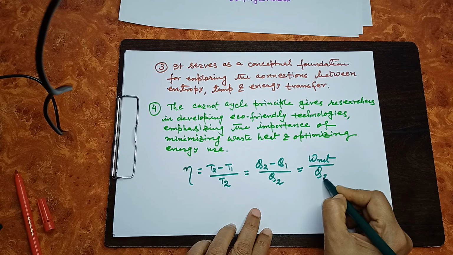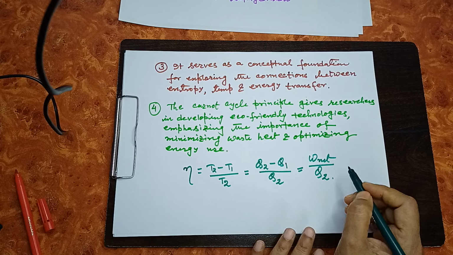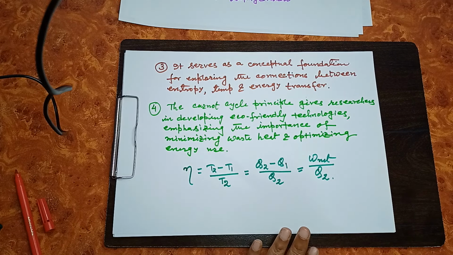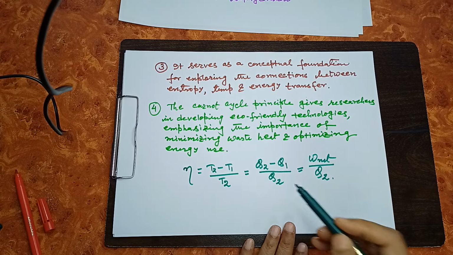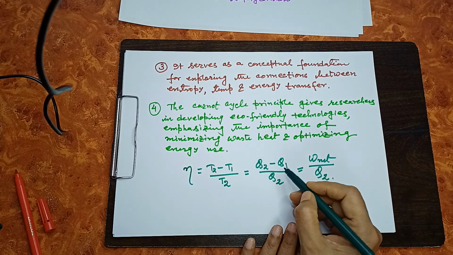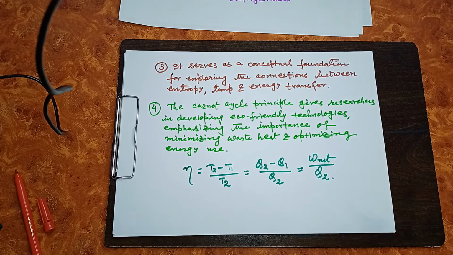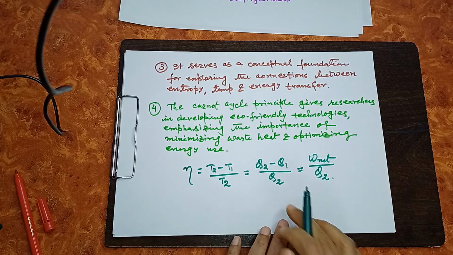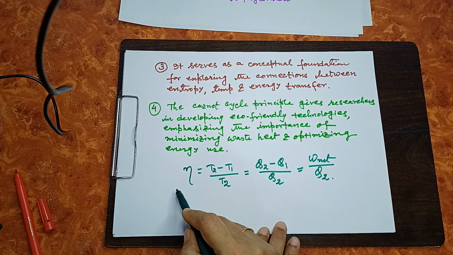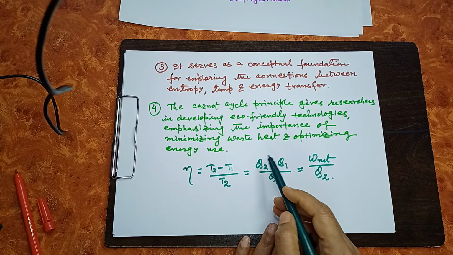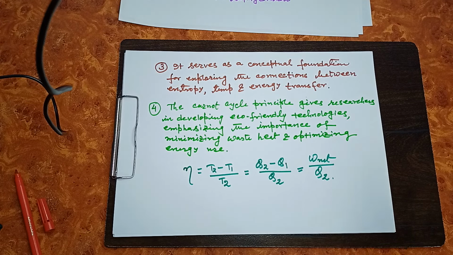All these things we know. Okay. So this Carnot cycle principle helps us in developing eco-friendly technologies. Why? It emphasizes the importance of minimizing the waste heat. That means if the heat which is going to the sink, that is the waste heat, is less, then the eta value will be more. So it is giving importance to minimizing the waste heat and optimizing the energy use. That means more energy is converted to work and a smaller amount of heat goes out as waste heat.